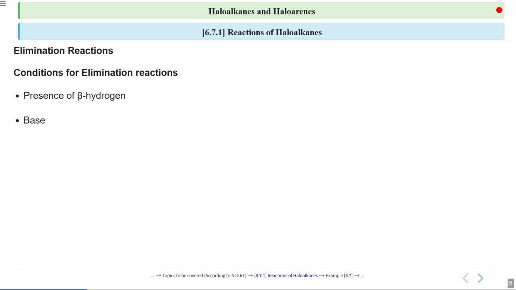Second condition for the elimination reaction is there should be a base. In the reaction there should be a base for the donation of the electrons, which can act as a nucleophile. And also there should be a presence of a leaving group which can easily leave from the reaction. So these are the three major conditions for the happening of the elimination reaction. First, there should be the presence of beta hydrogen. There should be a base present which acts as a nucleophile, and also there should be a leaving group.